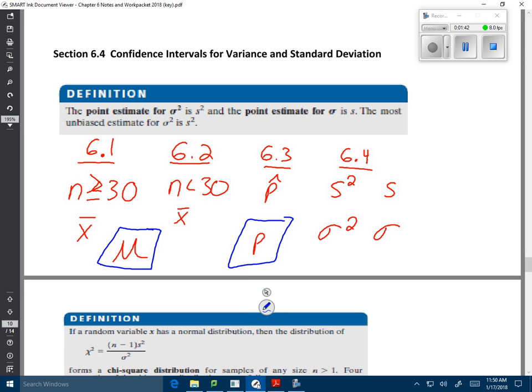6.4, what we're going to go over today, deals with the actual variance and the actual standard deviation. S squared stands for the sample variance. S stands for the sample standard deviation.